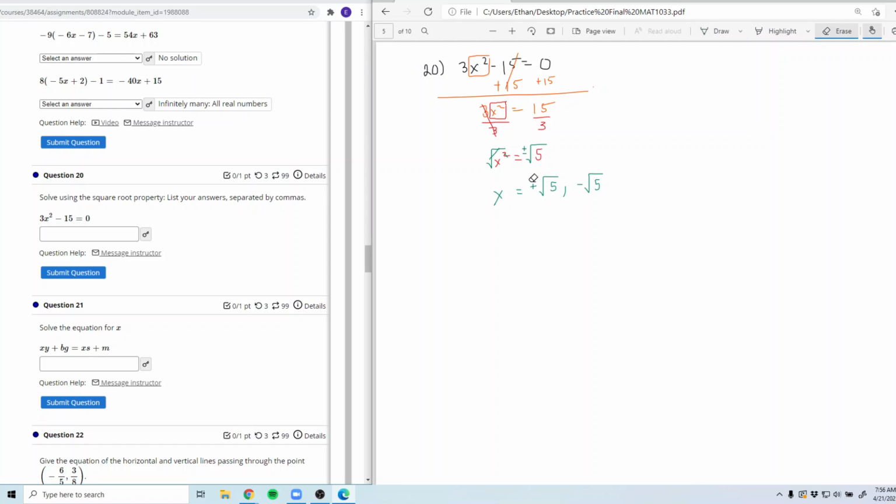Now, typically we don't write the plus because it's already a positive number. So I'm going to go ahead and just get rid of it. And those are our two answers. You can't simplify the square root of 5, which means that's it. And you can see if we click on the answer, we have exactly those two things. All right, so that's questions 11 through 20. In the next video, I will do questions 21 through 30.